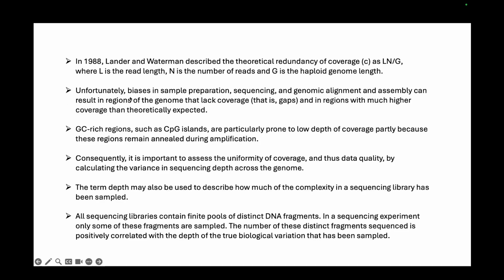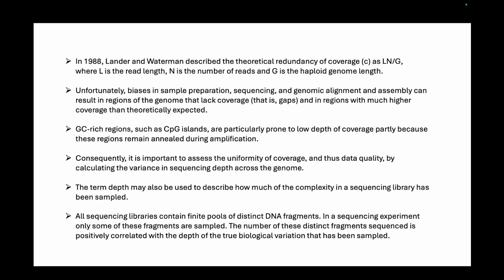So, biases in sample preparation, sequencing, genomic alignment, and even assembly can result in regions of the genome that lack coverage, that is, gaps. As I was discussing, gaps might be due to your reference, or maybe you have not sequenced that part, or whatever can be the reason. And also regions with much higher coverage than theoretically explained.